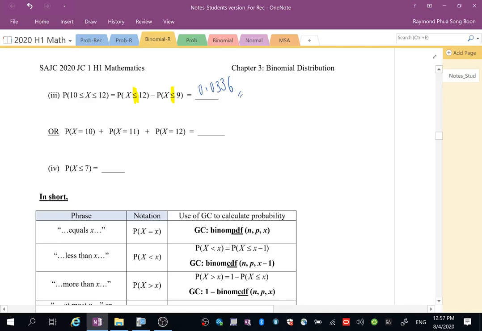Okay, please try out on your own. I will not go through the GC steps again for part 3. So the GC steps are the same as part 2, using binom CDF. Or for probability x between 10 to 12, I can also write it as probability x equals to 10 plus probability x equals to 11 plus probability x equals to 12.